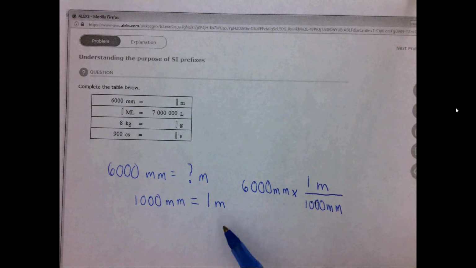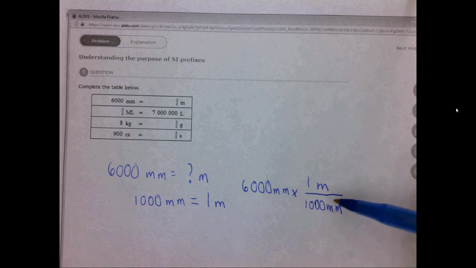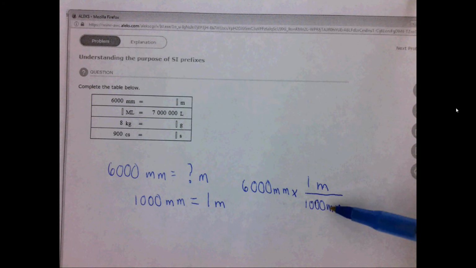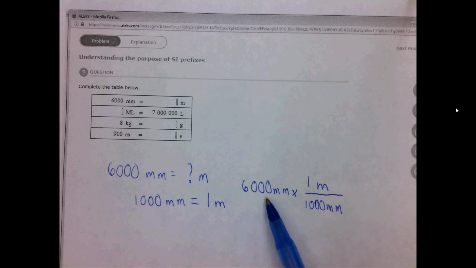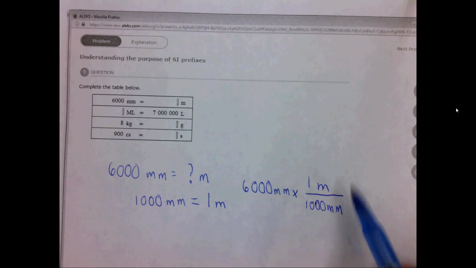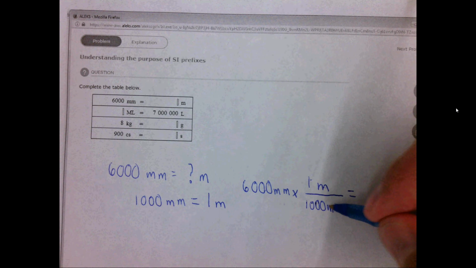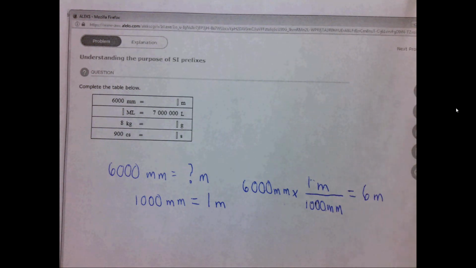Remember that 1 meter and 1,000 millimeters are equal. So we essentially have two equal quantities divided by each other. Said another way, this is mathematically equal to 1. So we're essentially multiplying a number by something mathematically equal to 1, which means you're going to get the same thing. When you do the math, you're going to take 6,000 times 1 and then divide by 1,000, and you're going to find that this is 6 meters.